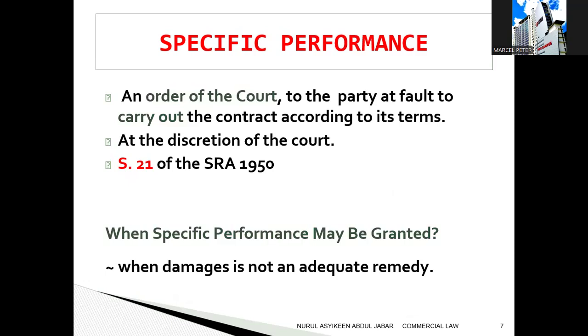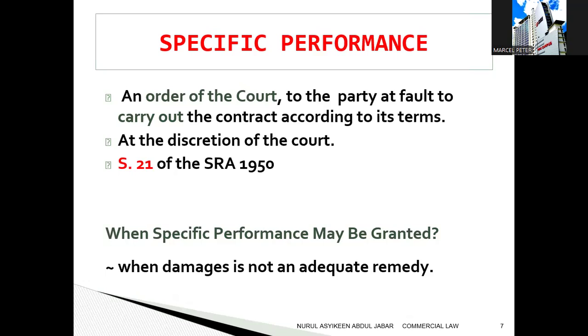Next is about specific performance as a remedy for breach of contract. Specific performance is an order of the court that requires the party at fault to carry out the contract exactly according to its terms. This remedy is not given automatically. It is granted at the discretion of the court. Under Section 21 of the Specific Relief Act, SRA 1950, the court may order specific performance when damages are not an adequate remedy.